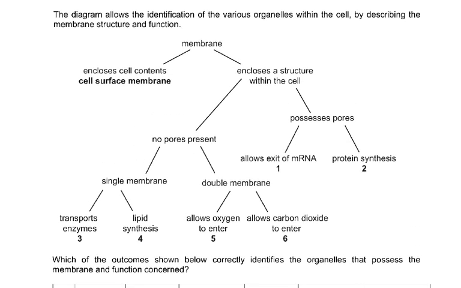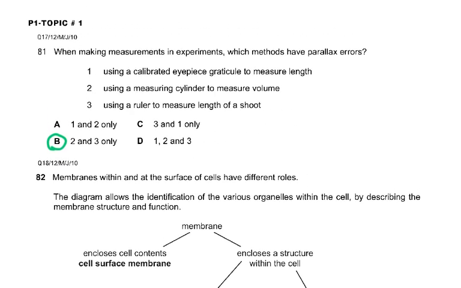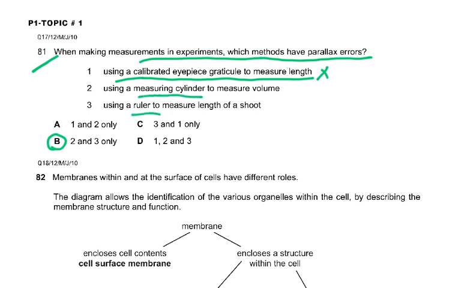I think we're now coming to the last two questions. 81. When making measurements in experiments, which methods have parallax errors? Using a calibrated eyepiece graticule to measure length? No. Using a measuring cylinder and using a ruler. Parallax error is when you're looking at it at an angle, so please look up parallax error on Google and understand it if you don't know what it is.